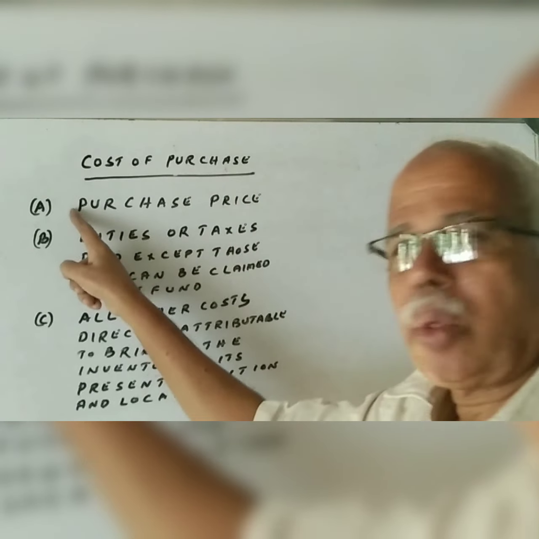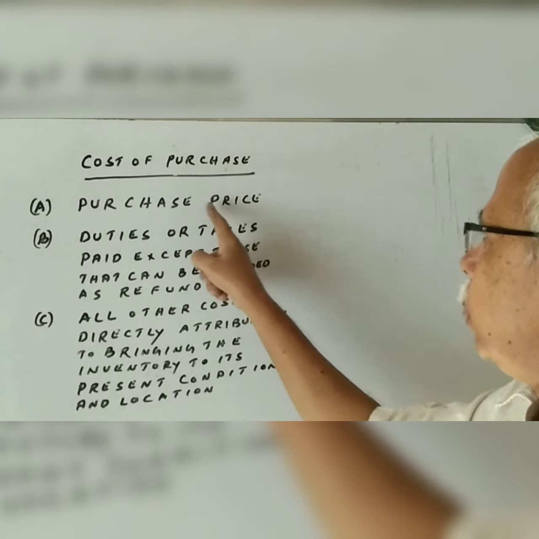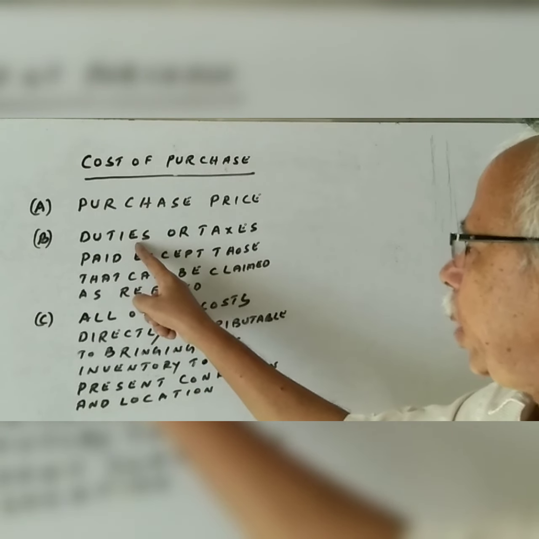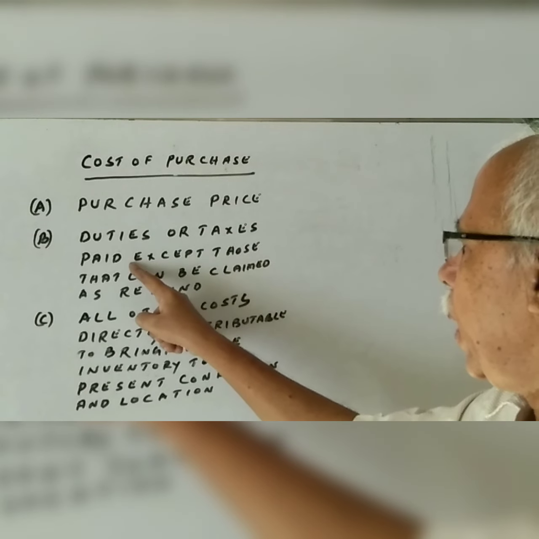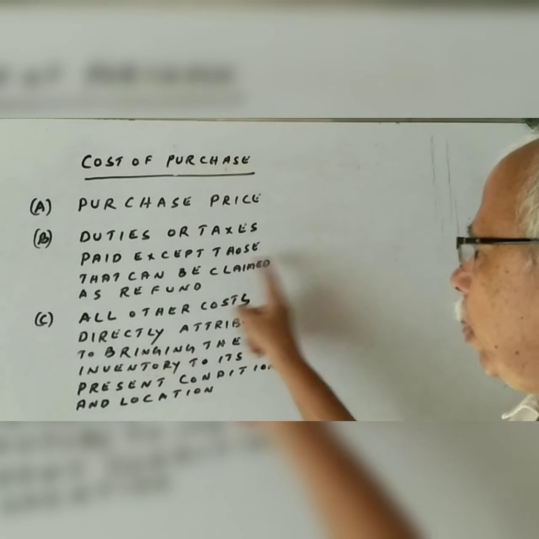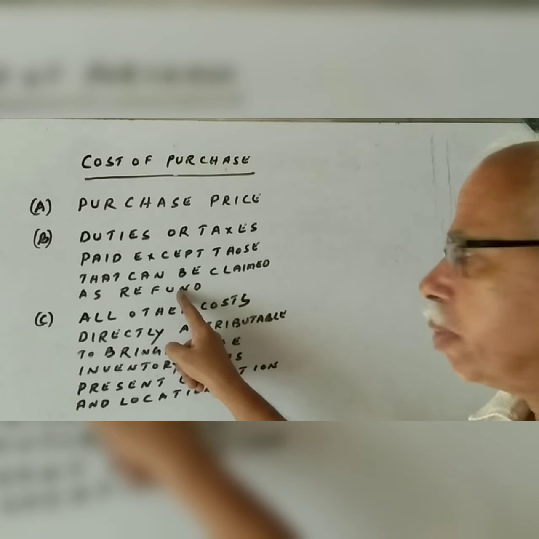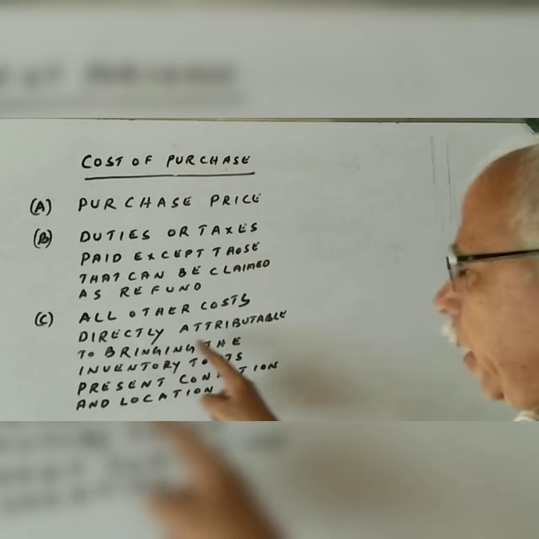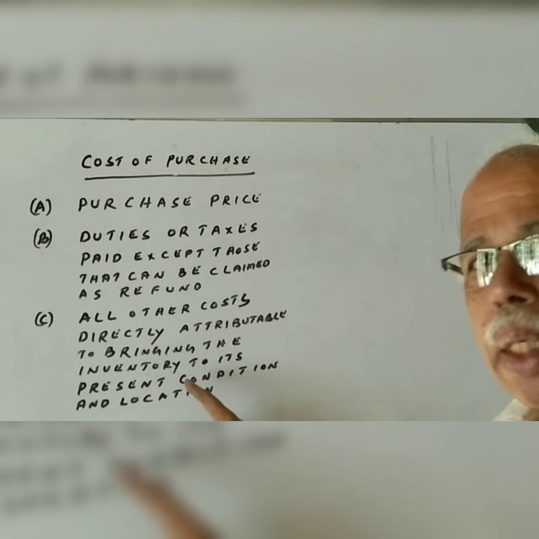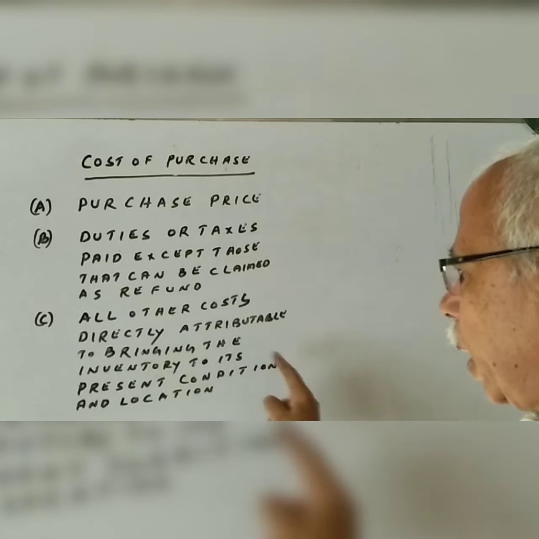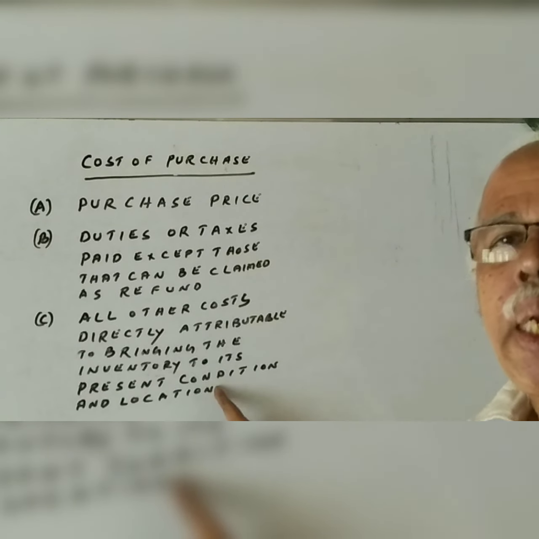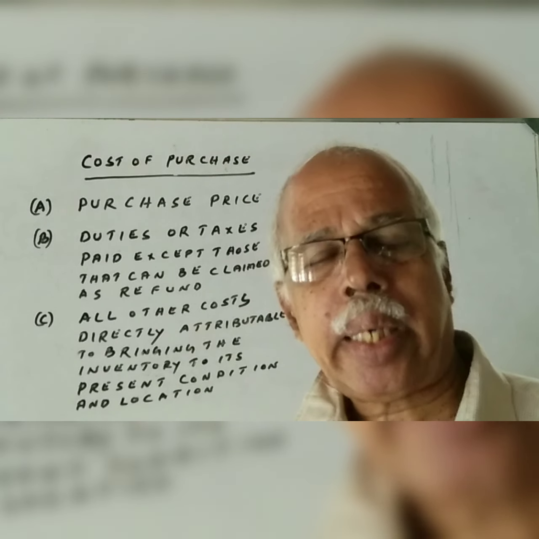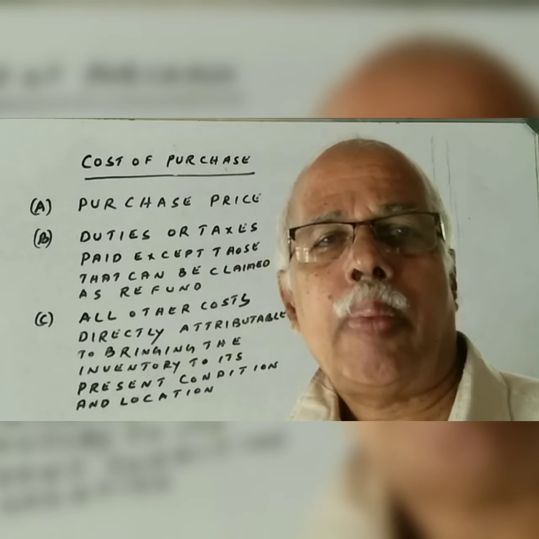This includes A. Purchase price. B. Duties or taxes paid except those that can be claimed as refund. C. All other costs directly attributable to bringing the inventory to its present condition and location. Any discount or rebate should be deducted from the cost of purchase.